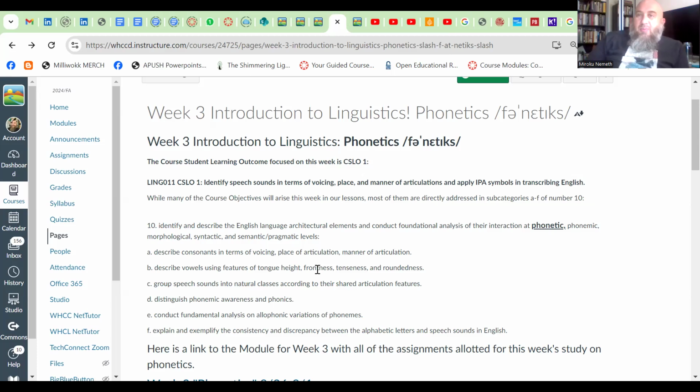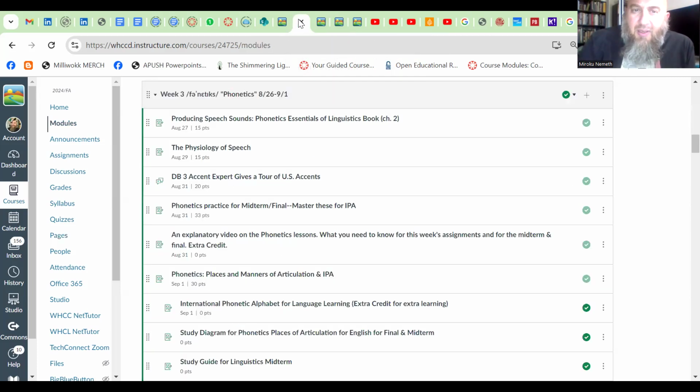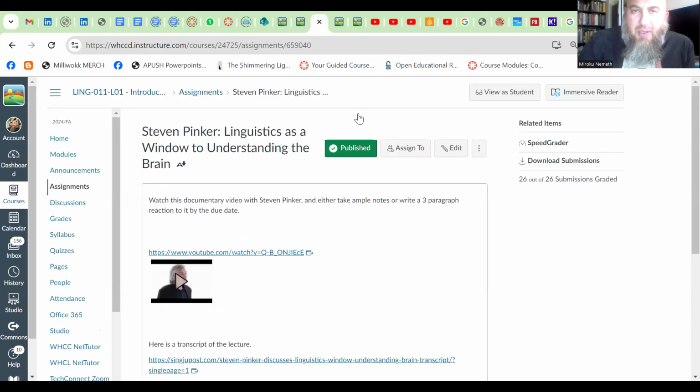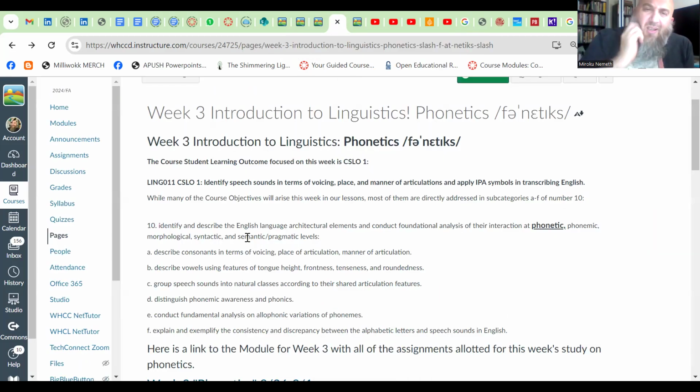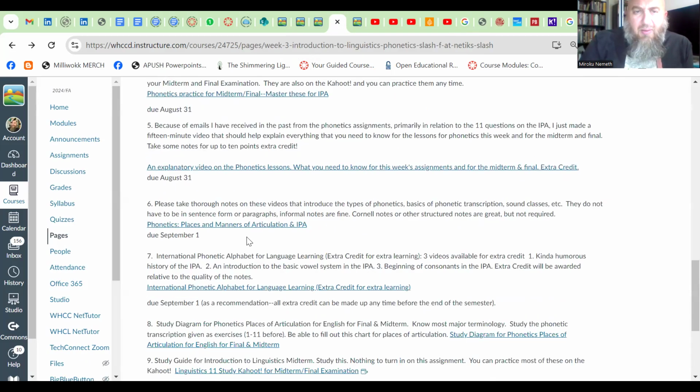Because of this problem with a lot of European languages, in the 19th century a bunch of linguists got together and created what they call the International Phonetic Alphabet. I do have a little doc on that for extra credit. It's funny, it's got stick figures. If you want to do that, you can. It's the seventh assignment.